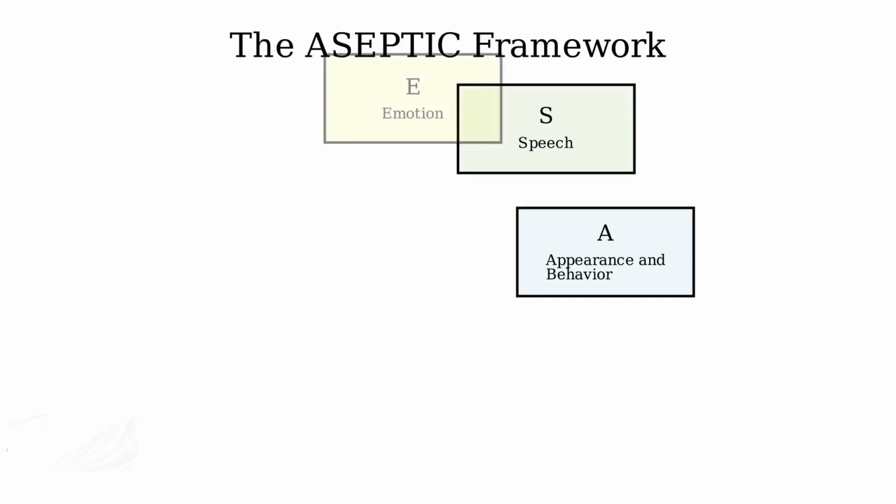Appearance and behavior assessment involves observing the patient's physical presentation, grooming, and motor activity. Speech evaluation focuses on the patient's communication patterns, including rate, volume, and clarity. Emotion assessment examines the patient's mood, affect, and emotional expression. The perceptions component evaluates the patient's sensory experiences and reality testing.